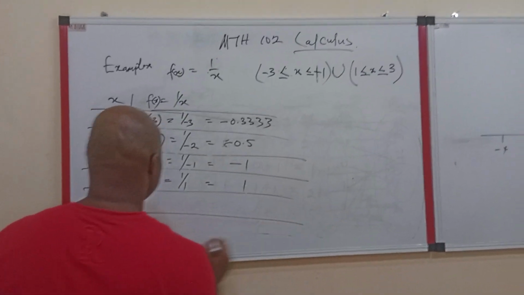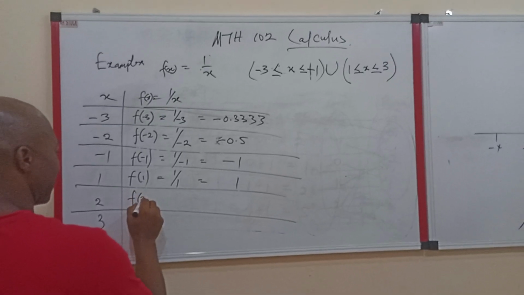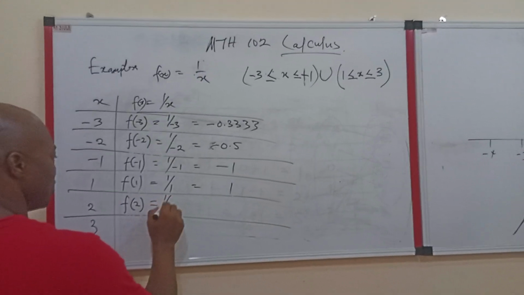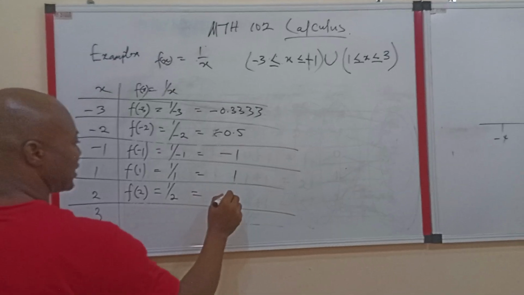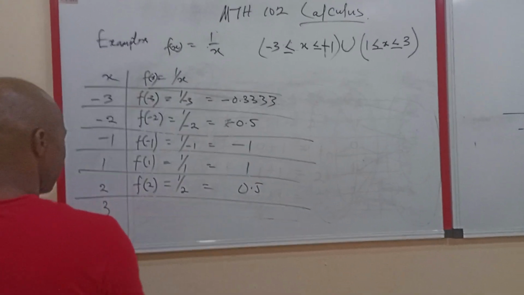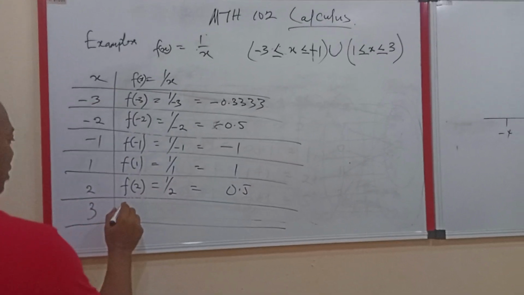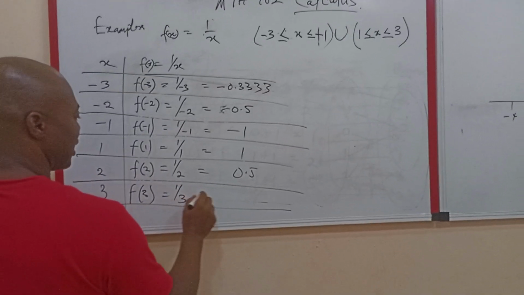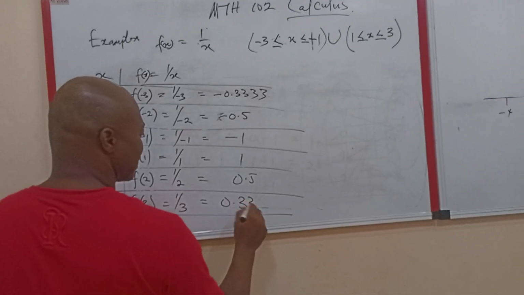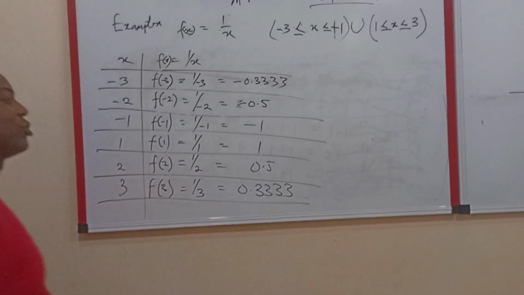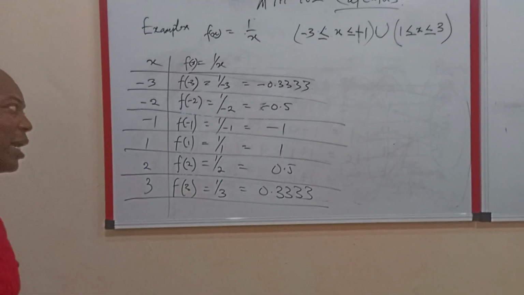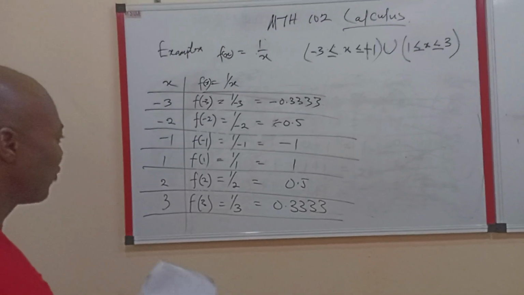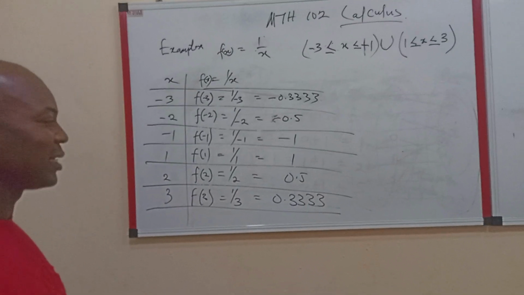Now for this other one, if we say x takes 2, that means we will get 1 all over 2, and the answer will be 0.5. And last, if we say f takes 3, then we will get 1 all over 3, and we will get 0.3333, and so on. So this one we have now, first of all, which type of relation is it? Yes, this one is a function.